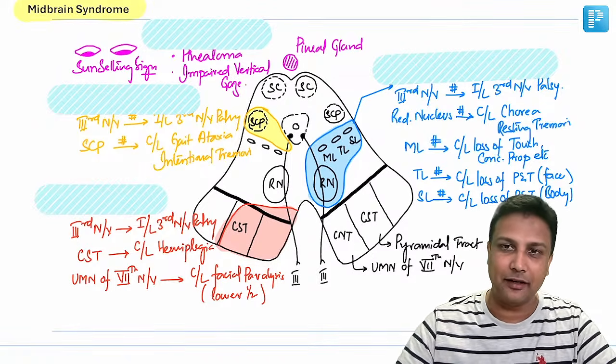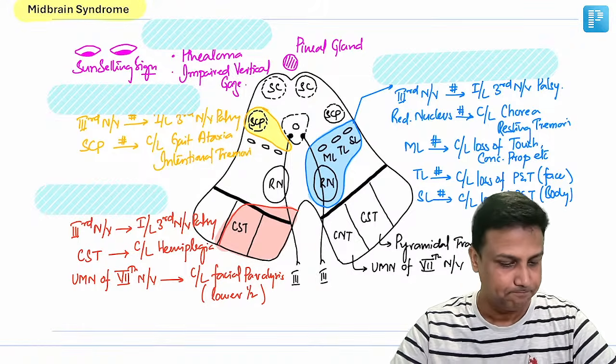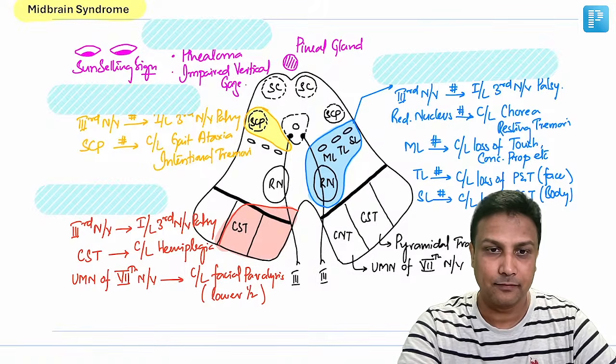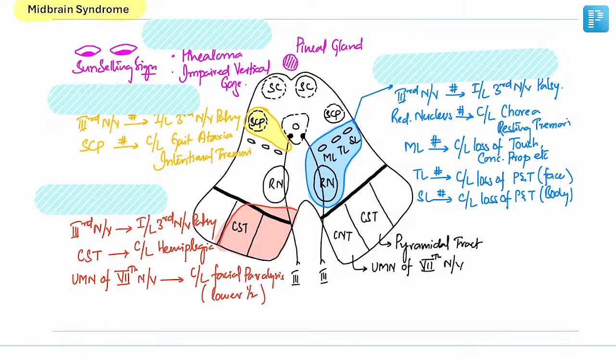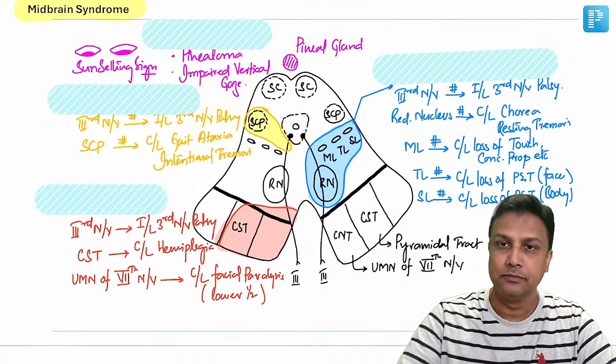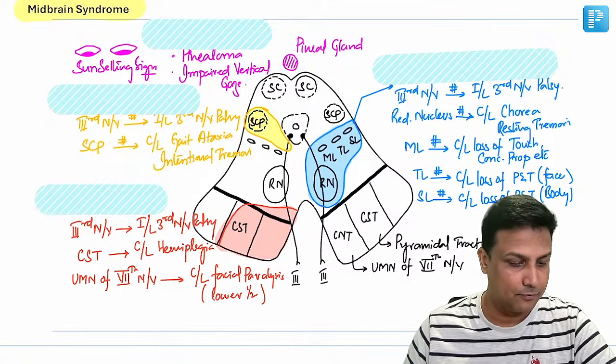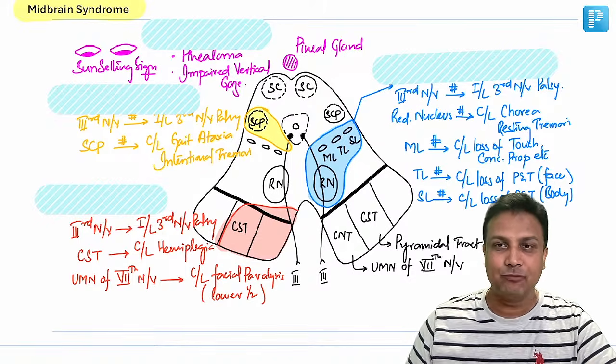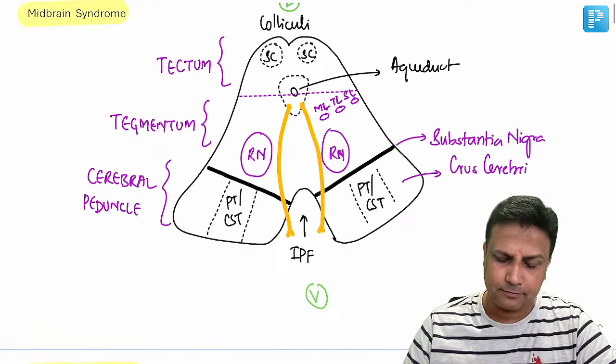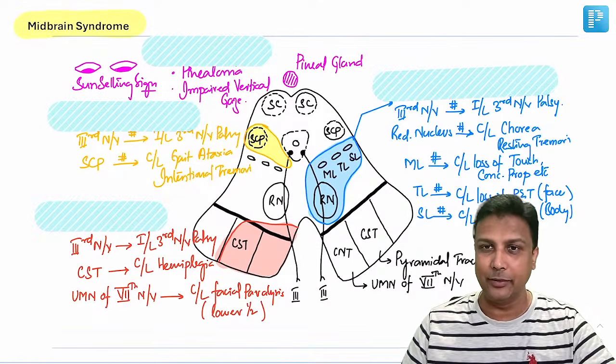Now let us see all the syndromes related with the midbrain here. So now everyone here, after learning the transverse section of the midbrain, let us learn all the syndromes related with the midbrain one by one.